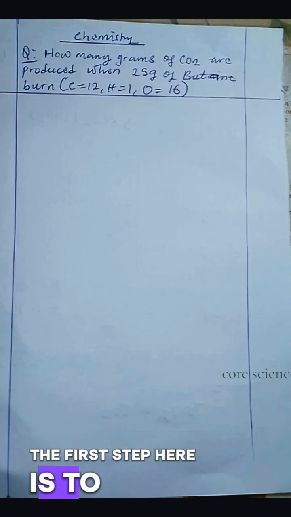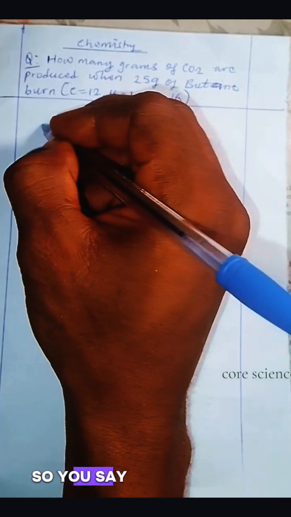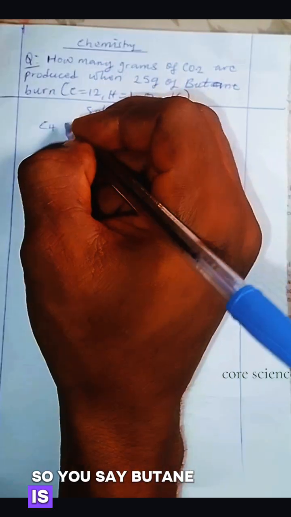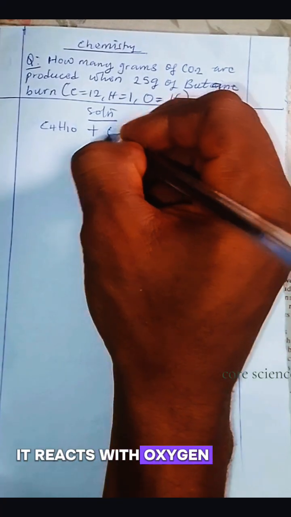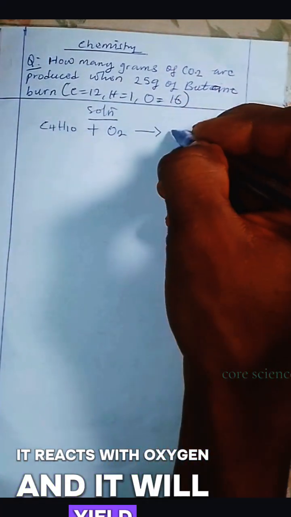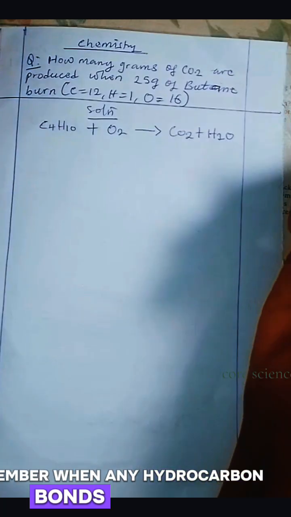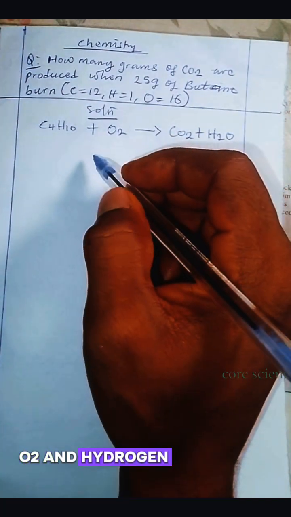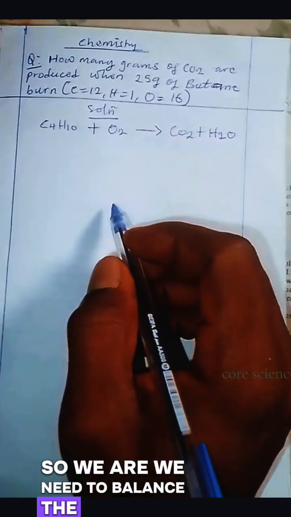So the first step here is to write a balanced chemical equation for this reaction. So we are going to start by writing a balanced chemical equation for the reaction. So you say butane, C4H10, reacts with oxygen and it will yield CO2 and water. Remember, when any hydrocarbon burns in air, CO2 and water are always given off. But this equation is not balanced, so we need to balance the equation.